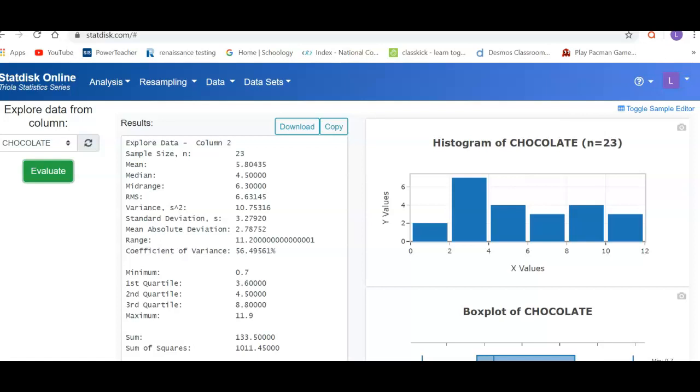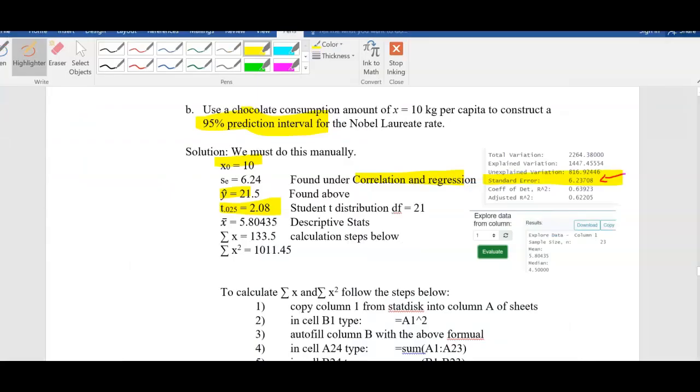All right, now if you go down to the bottom of our graph here, we got our confidence interval, and right above that, it shows you the sum. Well, that's the sum of x, so that's where the 133.5 came from on your notes. Then your sum of squares is under that, which is 1011.45, also on your notes. So I hope you have found all of those things. So both of these came from our descriptive statistics.